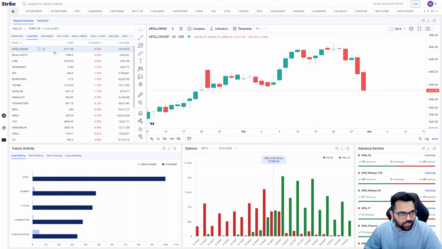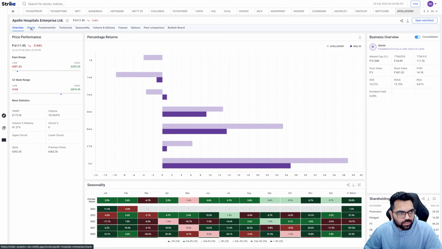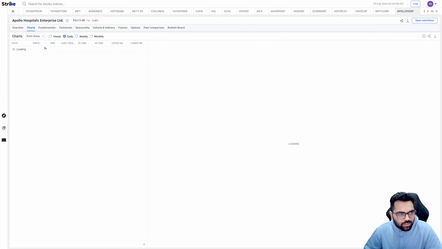So firstly, what you can see currently, I'm on the dashboard of Strike, and today's top loser stock of Nifty is Apollo Hospital. So this has been falling since 22nd Feb. And the actual high was made on 22nd Feb, but we really got a strong bearish candle on 26th of Feb. So let me just go to the stock section and try to go to the Rohit setup.